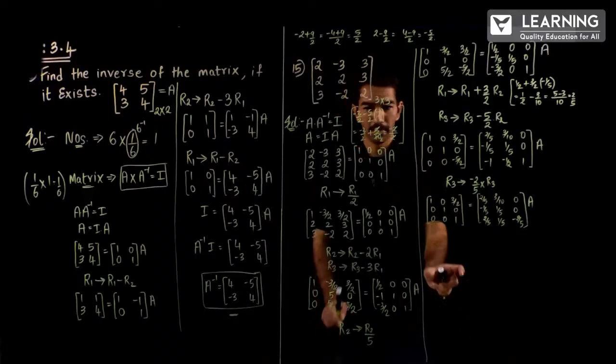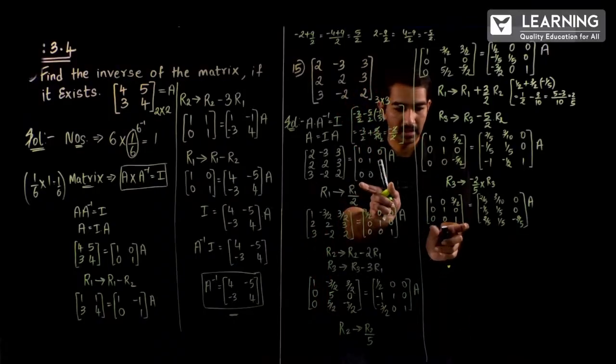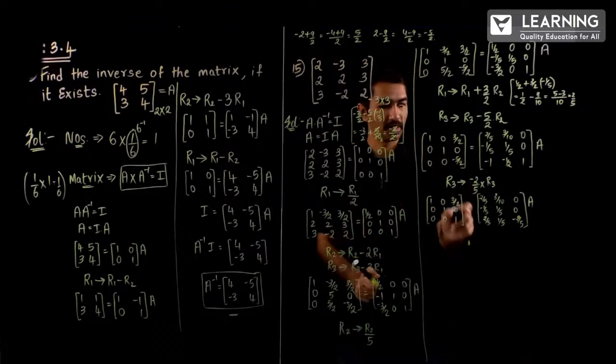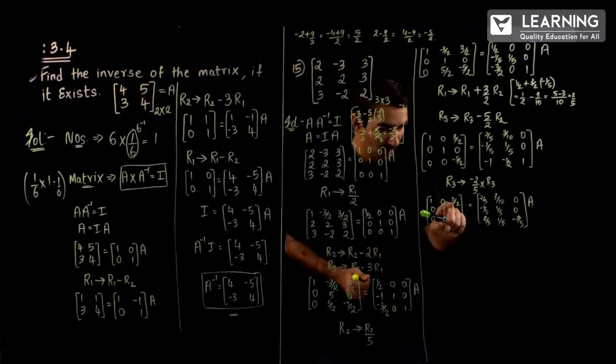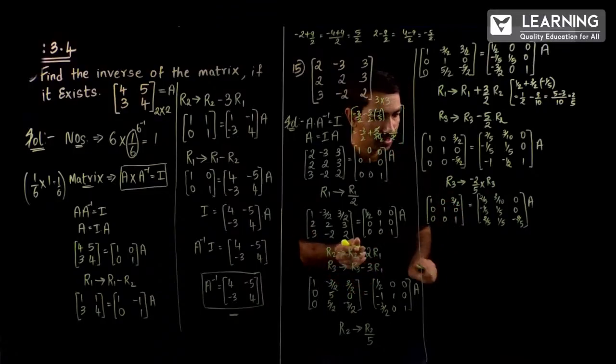Students, we already almost matched, right? See this and see this. You have to make only this as 0. If this becomes 0, you will be getting your inverse. So for that, what is the operation we will be doing? You have to make this 0 with respect to this one. Okay. So we will start.